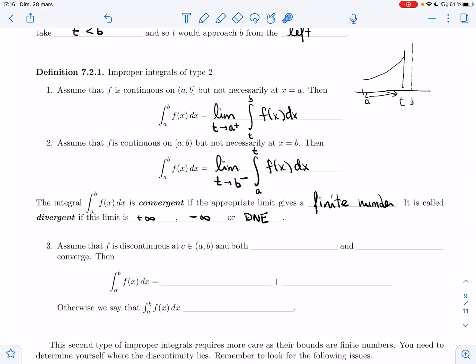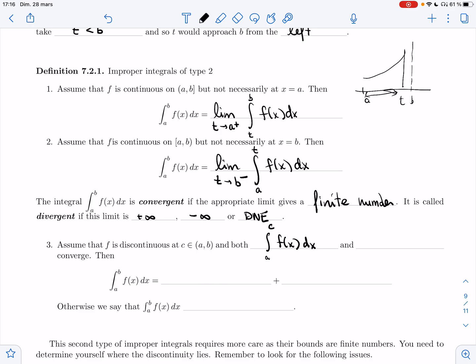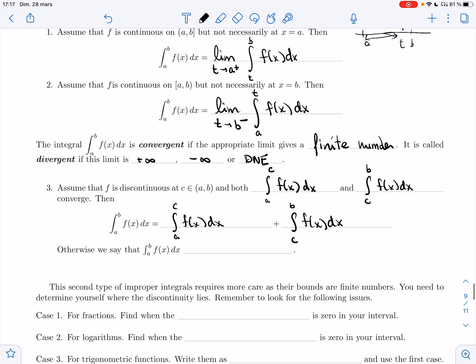Third case that we haven't considered yet is what if the discontinuity is bang in the middle of the interval? All right, so assume that f is discontinuous at c in (a, b). And now we're going to look, just like we did when the two bounds were infinite in type 1, at the integral from a to c, that's going to be one of these types, and c to b separately, that's going to be one of these. If both of these converge, then the integral will be the sum of those finite numbers, and the integral converges. Otherwise, we say that the integral diverges. All right, so this third case is a lot like the case where you have two bounds being infinity.